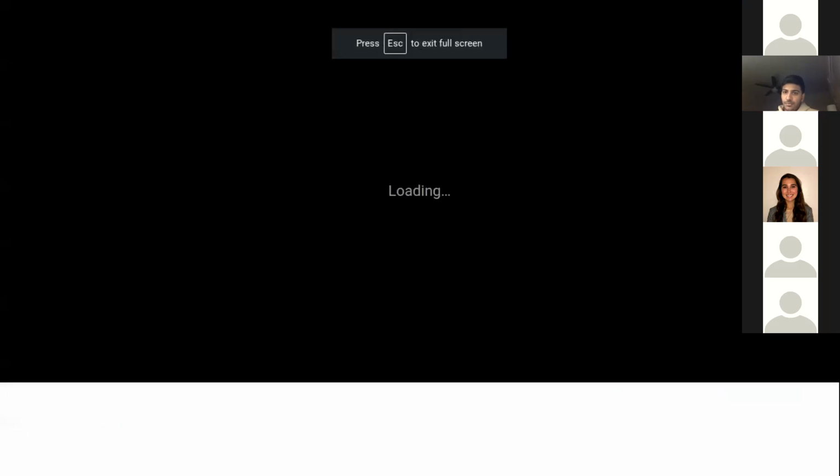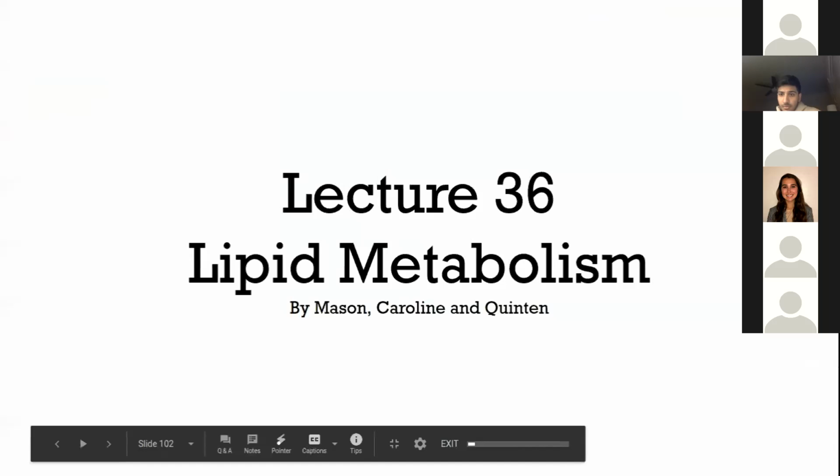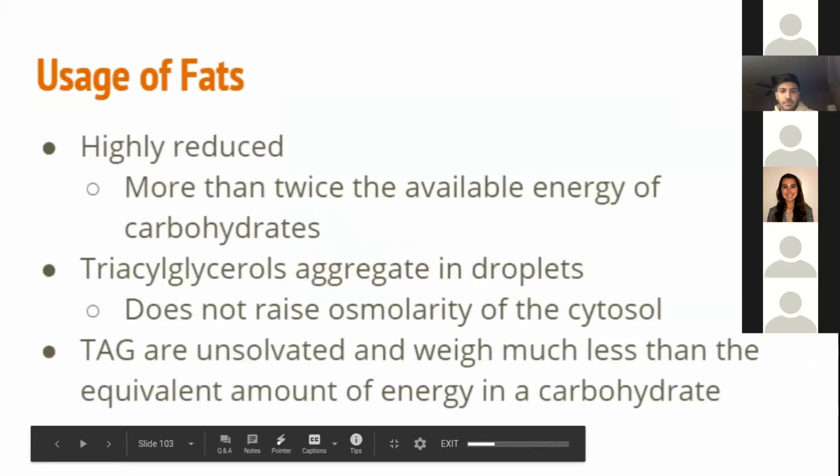So for lecture 36, we talked about lipid metabolism, which is about how and why we're using fats. First, the reason we're using fats is because they're very highly reduced, so they have more than twice the available energy of carbohydrates. We'll look at the numbers and compare them side by side.